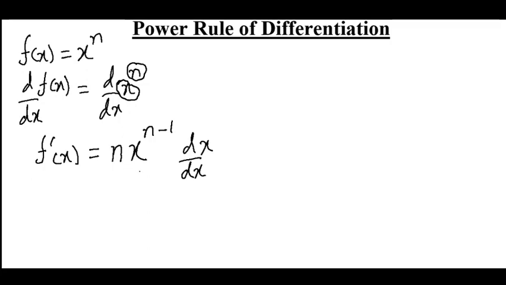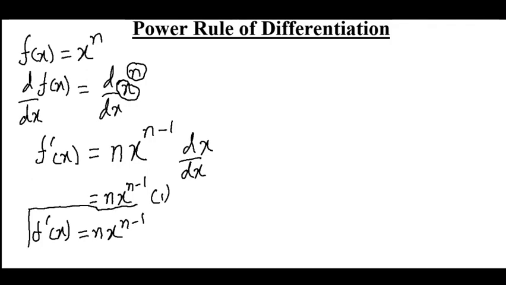So this is our power rule of differentiation, which can be summarized as bring the power to the base, decrease it by 1, and then differentiate without power. So now we can write it as n x power n minus 1, and this derivative of x with respect to x is simply 1. So our derivative of this general function is n x power n minus 1. This is the most fundamental and the most frequent rule used in differentiation.